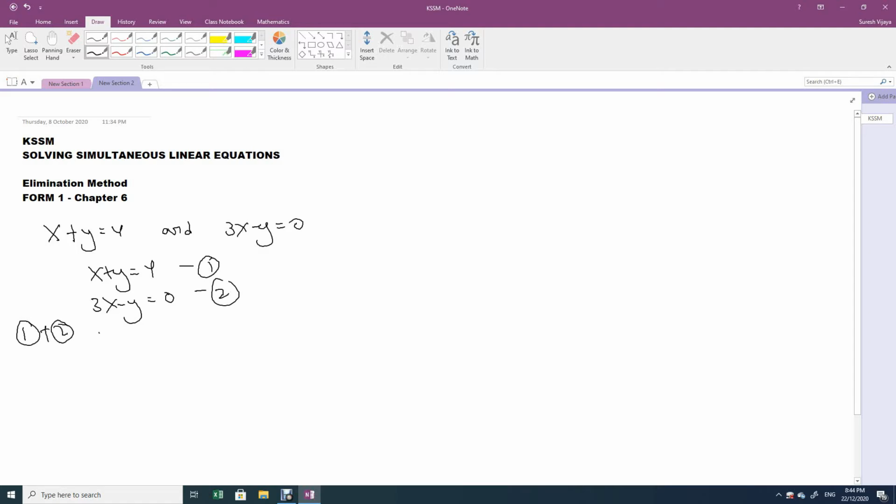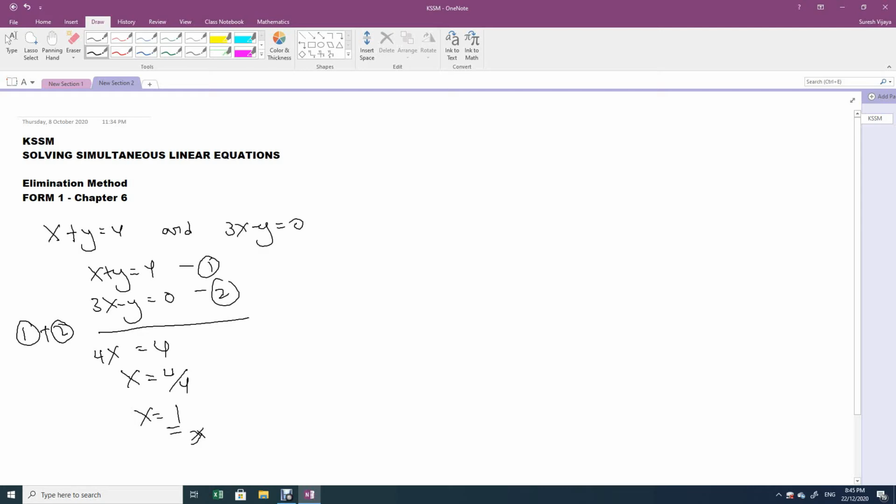So this will provide you an equation which is 4x plus y plus minus y will be 0, equals to 4. X will be equals to 4 divided by 4. X will be equals to 1. Okay, so this will be the solution for x.